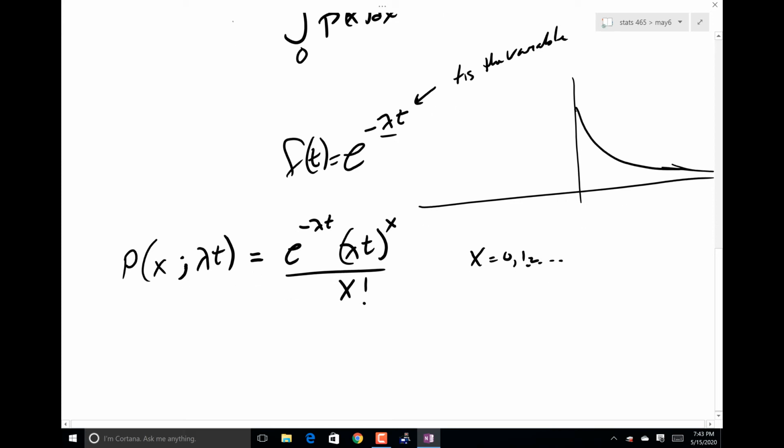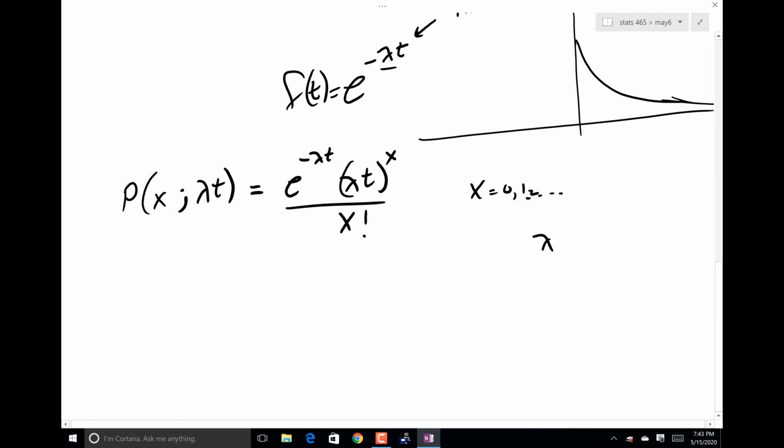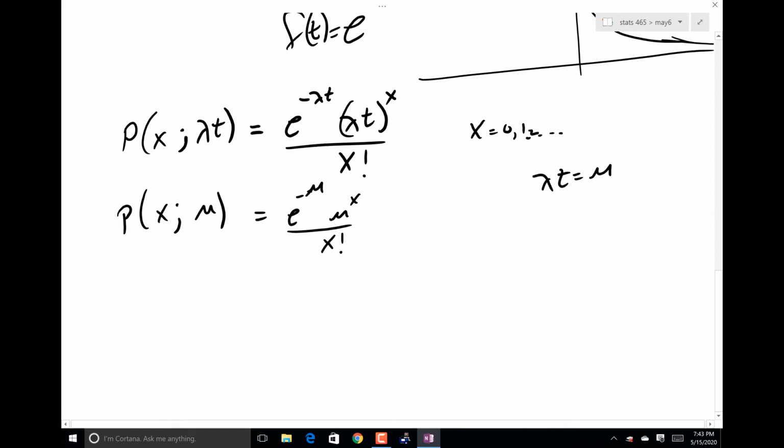Now, typically most books will go, listen, lambda t is really just the expected value, or it's mu. So most books will write it this way. And this is why most people, when they learn it, don't understand the relationship between these two distributions. Okay? And so most books will write it as this to the this over this number. And nowhere in here do you see lambda t anywhere. Are you with me? So I will give your book that. That's kind of a neat way of doing it.